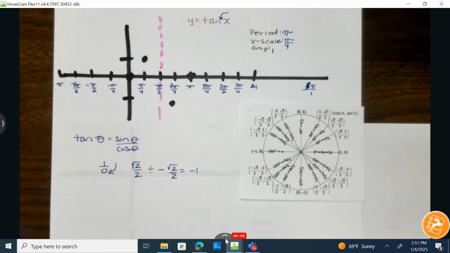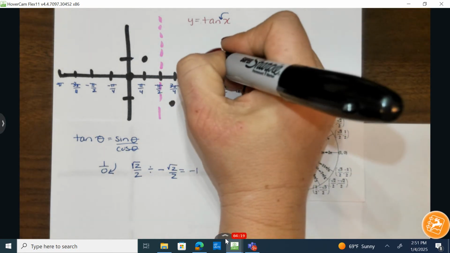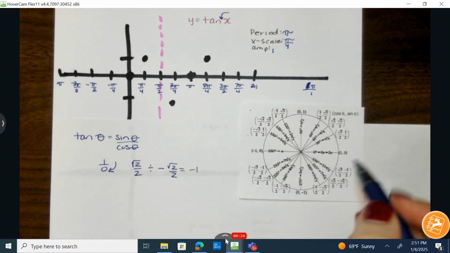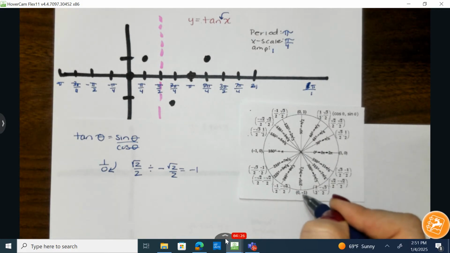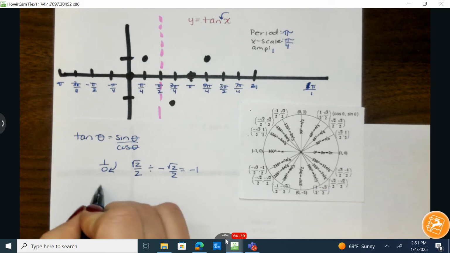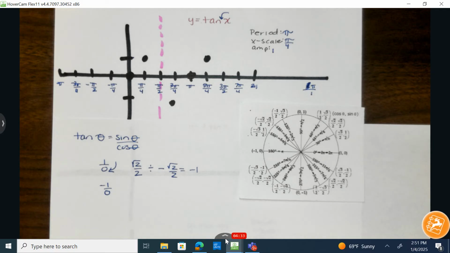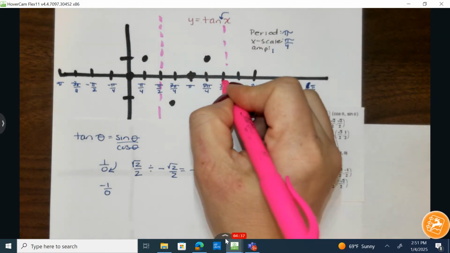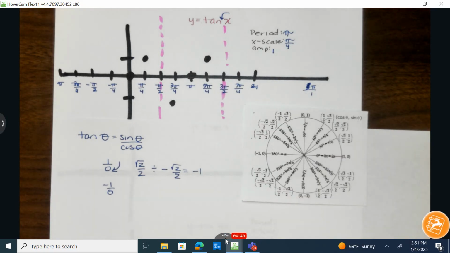At 5 pi over 4, which is down below in the third quadrant, we have the exact same values with the exact same signs. And so when I divide them and simplify, I end up with a positive 1. 5 pi over 4 is at positive 1. Now at 3 pi over 2, down here at 270 degrees, taking sine and dividing it by cosine, negative 1 divided by 0 again results in it being undefined. And on a graph, we illustrate that with a vertical asymptote.